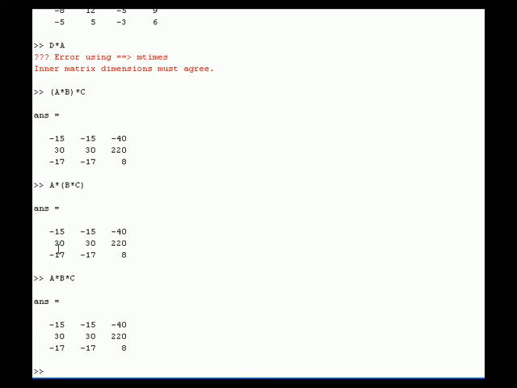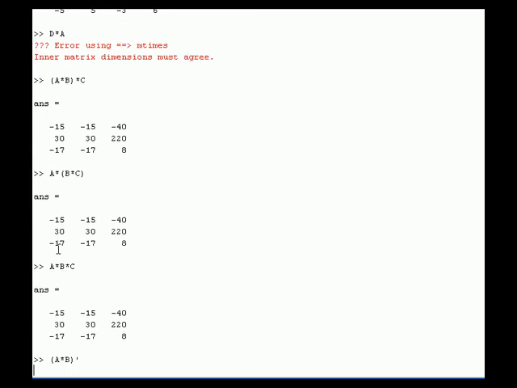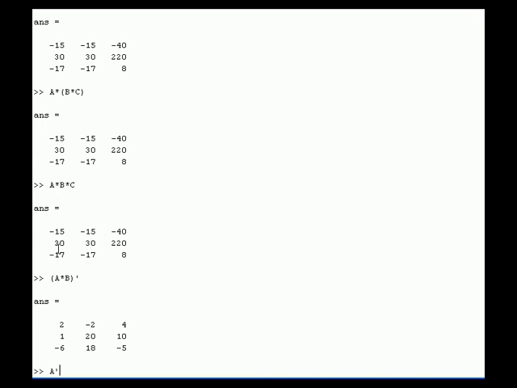Now let's illustrate the fact that the transpose of a product is the product of the transposes in reverse order, which we just proved. So A times B transpose, the prime means transpose in MATLAB. So A times B, you take the transpose of that. And notice that is not the same as A transpose times B transpose. That's not the same matrix. However, it is the same as B transpose A transpose.